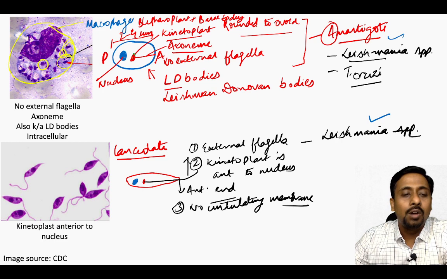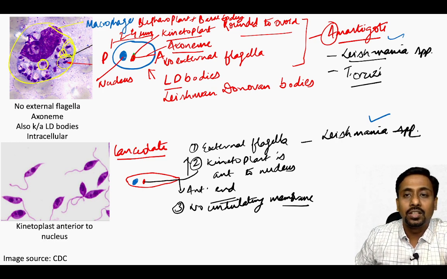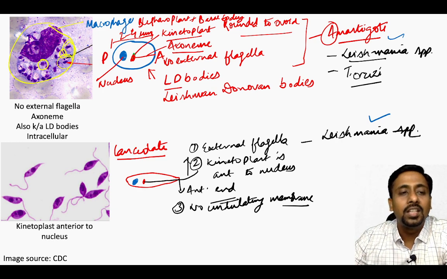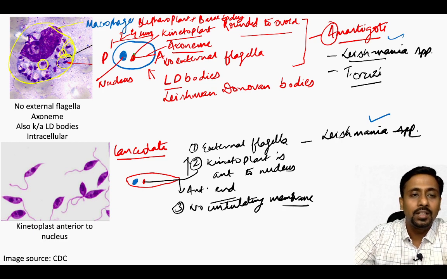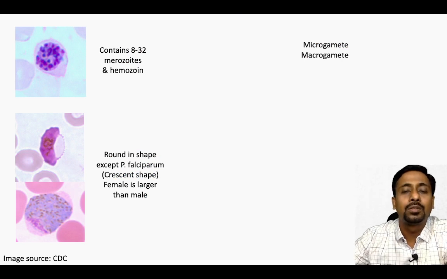Okay, so out of these, the intracellular morphological form is the amastigote, whereas the rest of the forms are present in the blood or in the tissue. So basically, hemoflagellates cannot survive outside blood and tissue. Okay, so because of that reason, or because they don't have a cyst, they cannot survive outside the human body in an external environment.